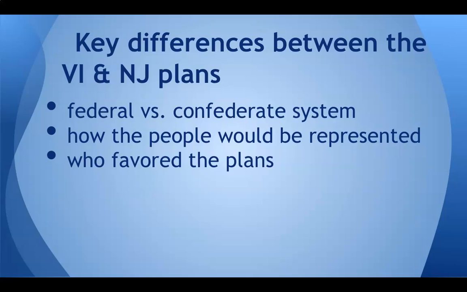How the people would be represented was another difference. In the Virginia plan, the states with the highest populations were going to get more of a vote, whereas in the New Jersey plan, all the states would get the same vote regardless of how many people lived there. And then lastly, the difference was who favored the plans. The Virginia plan was obviously much more advantageous to the larger states, like the state of Virginia, whereas smaller states were more preferential to the New Jersey plan because they were afraid that they weren't going to have any power under the new government.